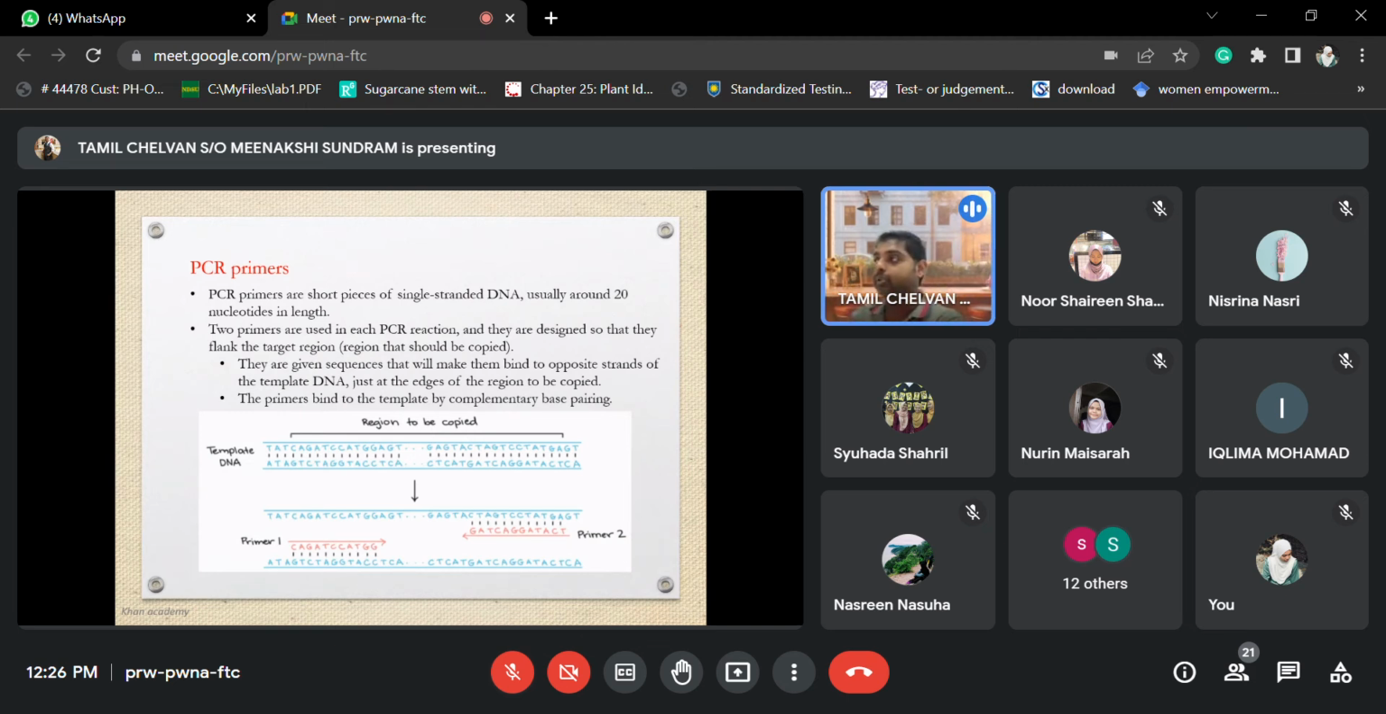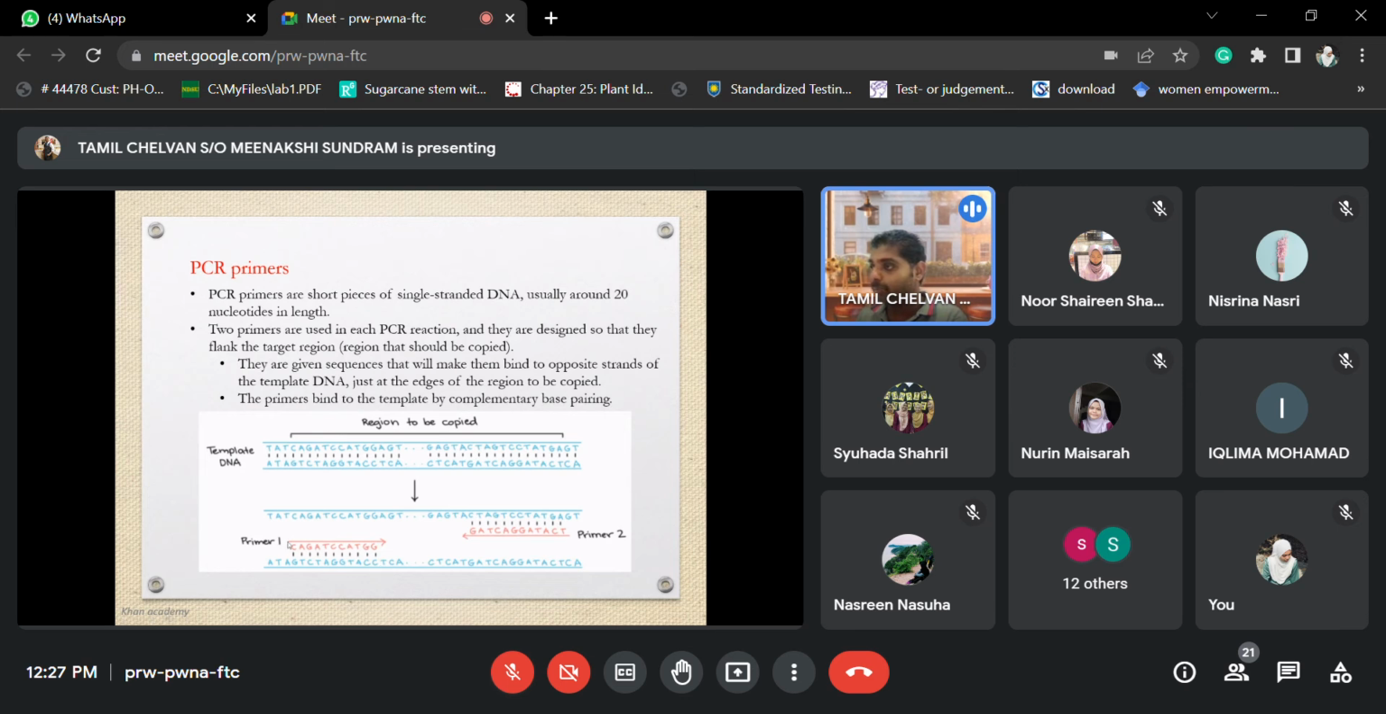PCR primers are short pieces of single-stranded DNA, usually around 20 nucleotides in length. Okay, 2 primers are used in each PCR reaction and they are designed so that they flank the target region that should be copied. Okay, yang ni region that you want to copy. Ini yang template DNA kan. Sekarang template DNA yang coil tu you dah buka jadi straight, tapi dia still bond, ada bond. Lepas tu you buka dan nanti dia denature, bond tu akan terbuka.